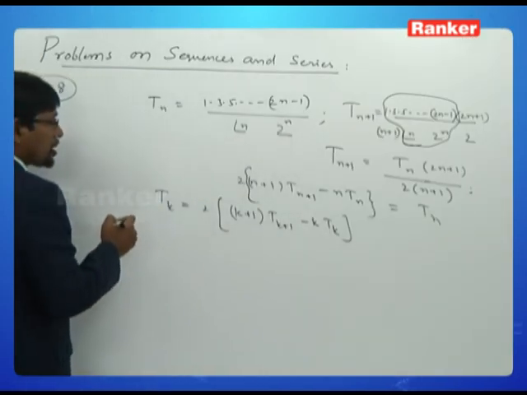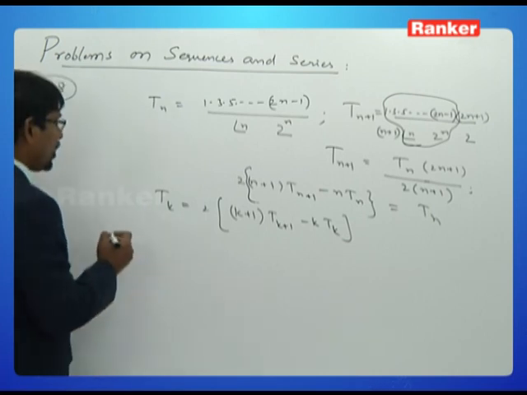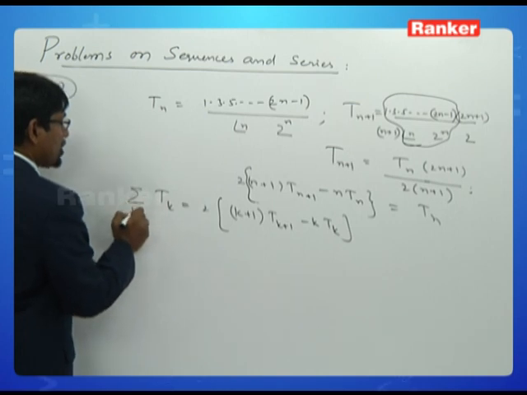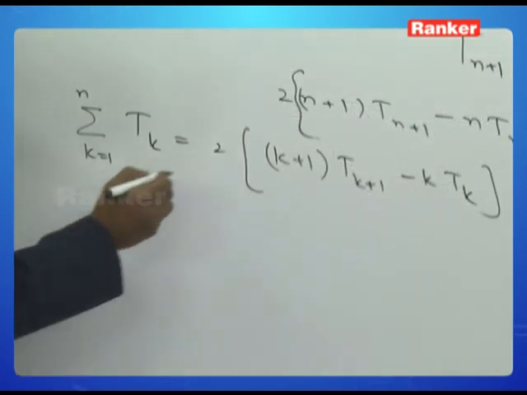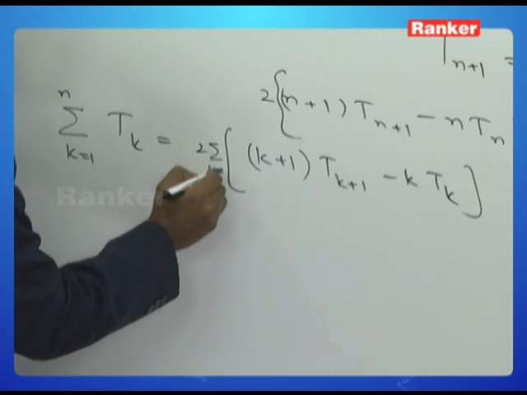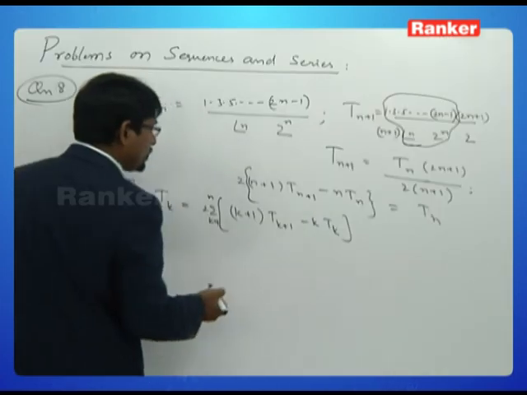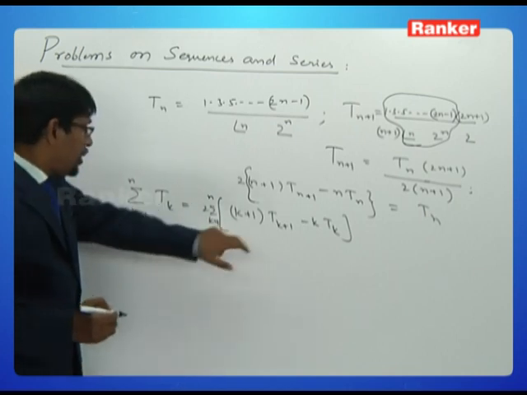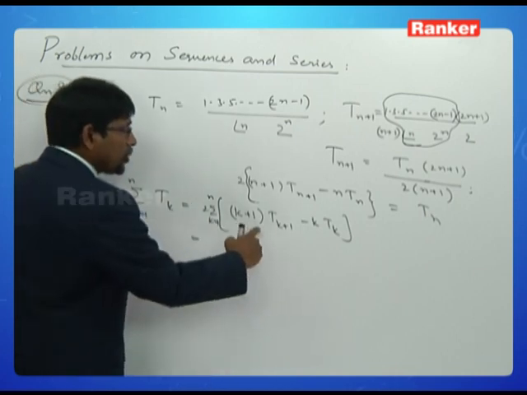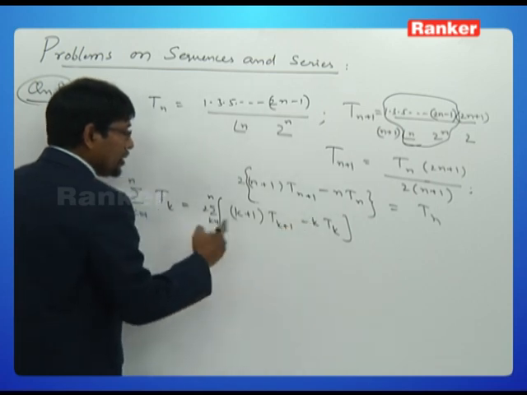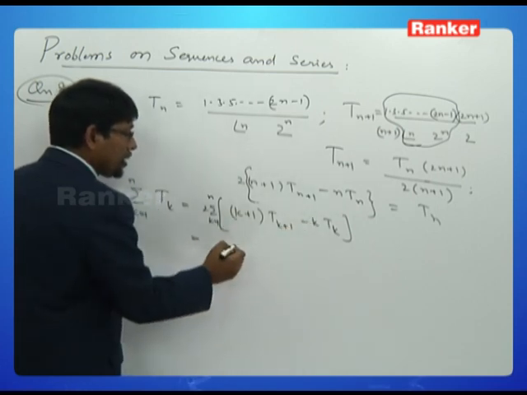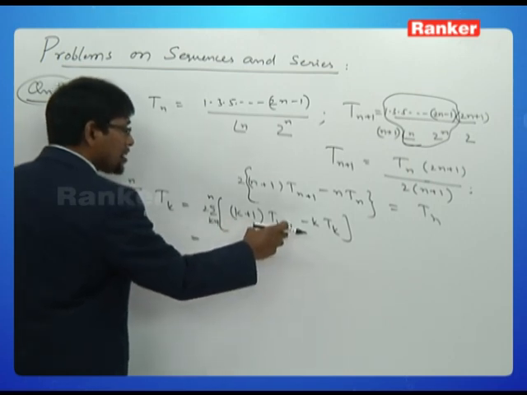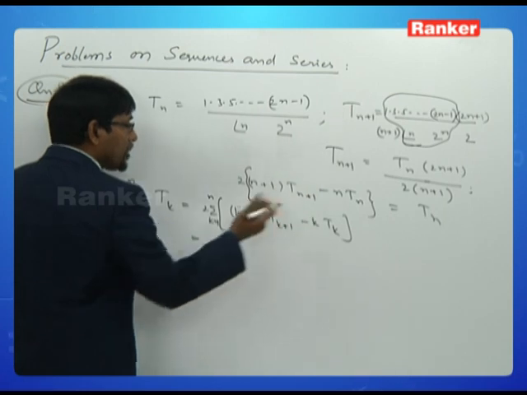And we want summation of tk, k ranging from 1 to n. So apply summation now. Applying summation, sigma k ranging from 1 to n will give me sigma k ranging from 1 to n here. This is the telescoping method. So when k is 1, you will get 2 into t2 minus t1. So things will cancel, and finally, you will get the first part of the last term and the second part of the first term will remain.